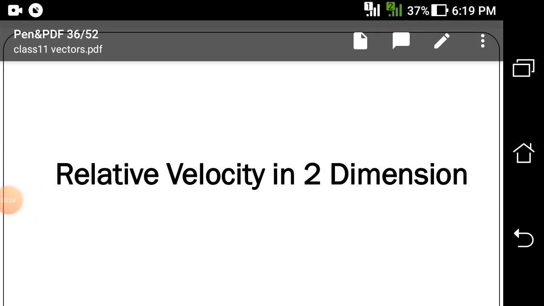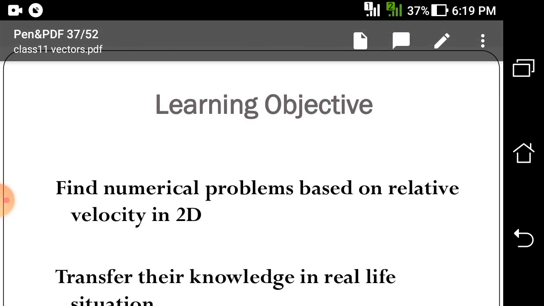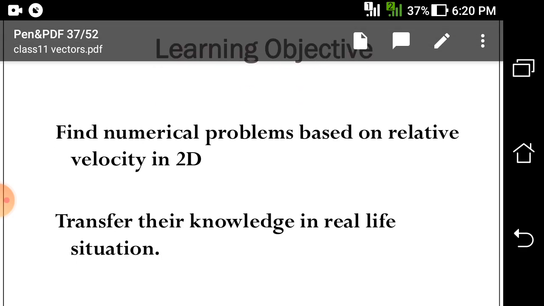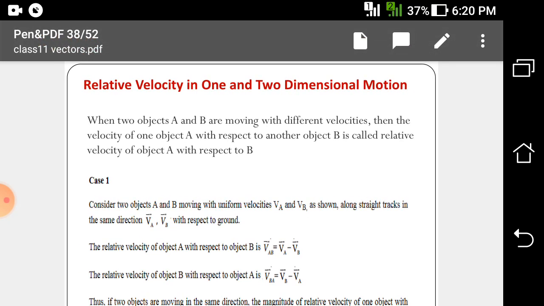Our today's topic is relative velocity in two dimension. Before starting this topic, let us discuss the learning objective of today's topic. After completion of this topic, you will be able to solve the numerical problem based on the relative velocity in two dimension, and you will be able to transfer your knowledge in a real life situation. So let's start. So here is the relative velocity in two dimension.